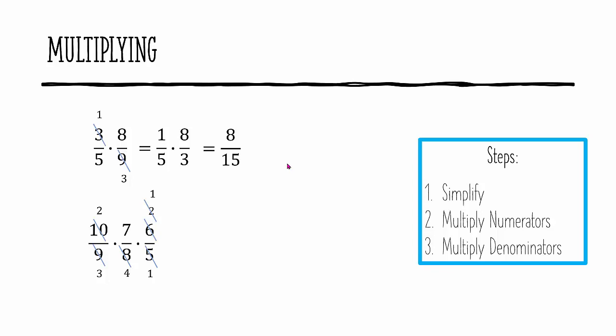Now there's still some more simplifying that we could do here. I'm just going to go ahead to show you what happens if you either forget to do it or don't recognize to do it, or just choose to do it at the end. All right, so let's move on to the multiplying here.